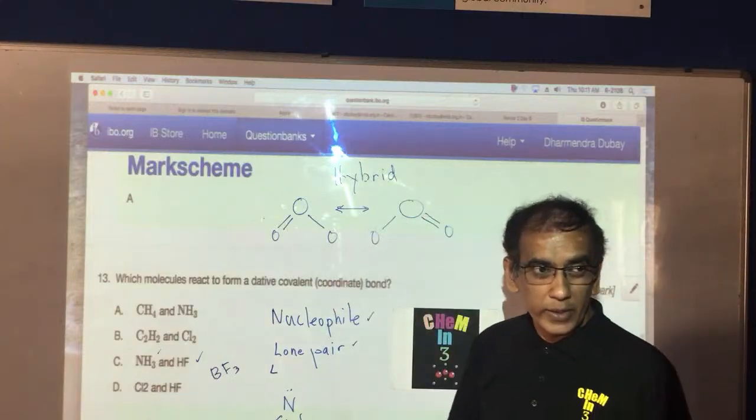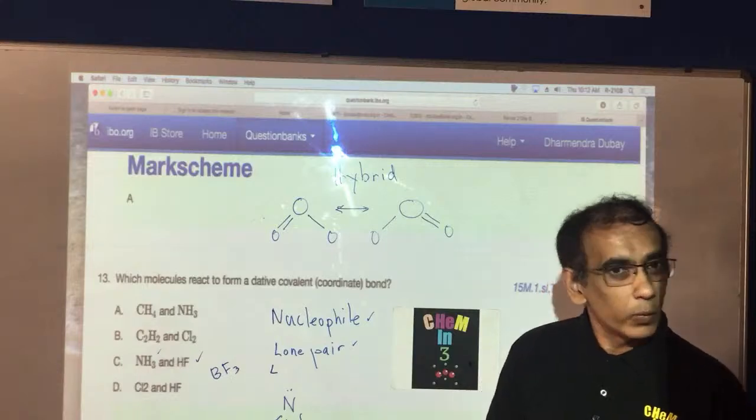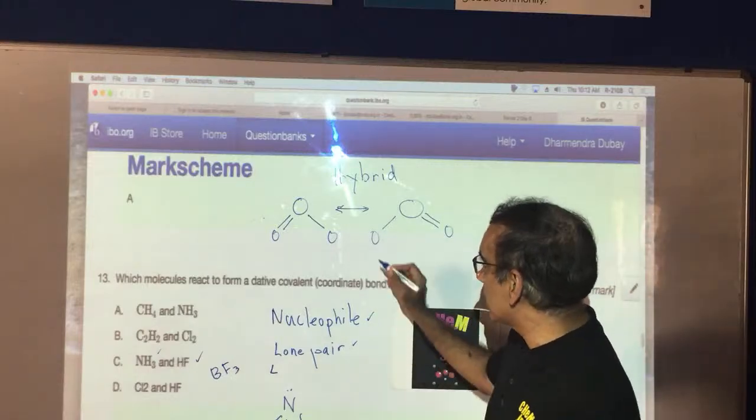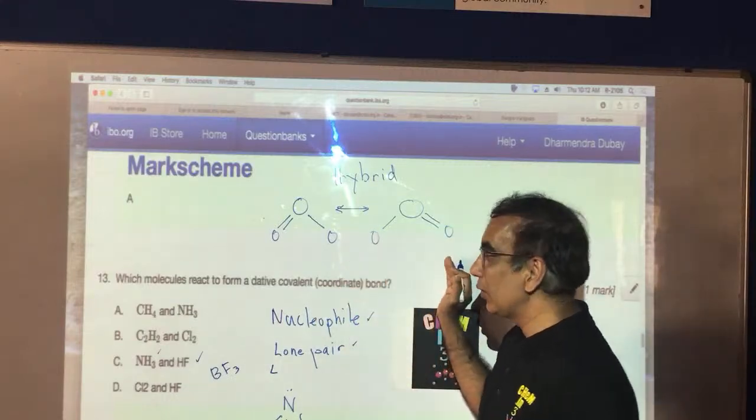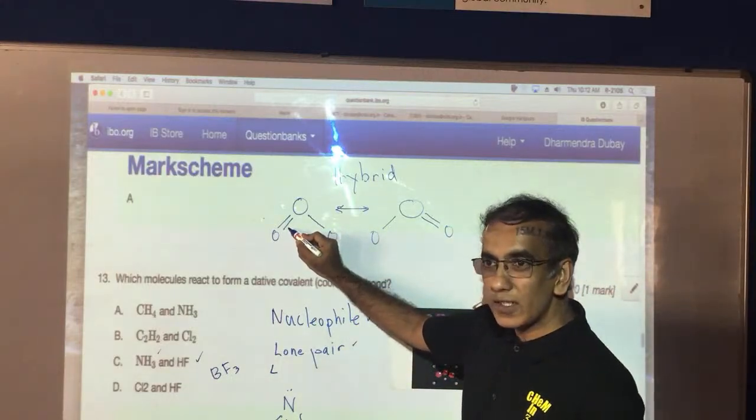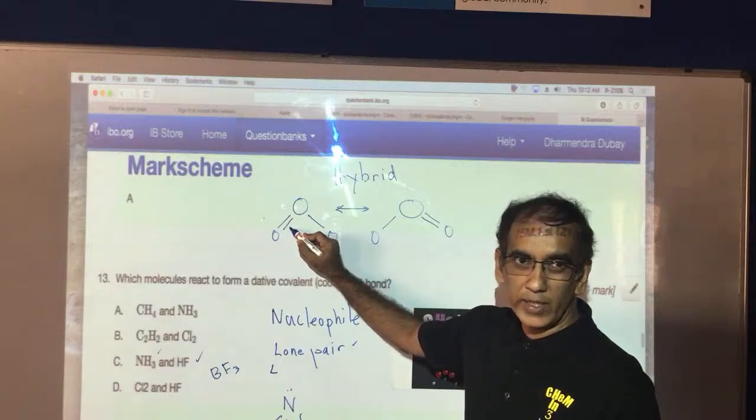or a resonance hybrid, but I would even recommend to leave out the word resonance from it because the true structure of this, the data on this molecule shows that ozone doesn't have any double bonds. Bond strength is never double bond.